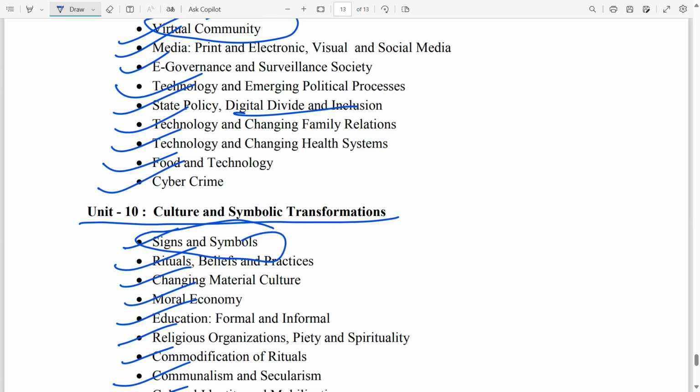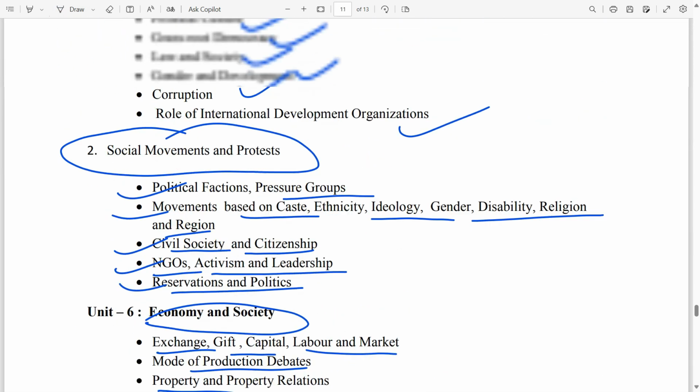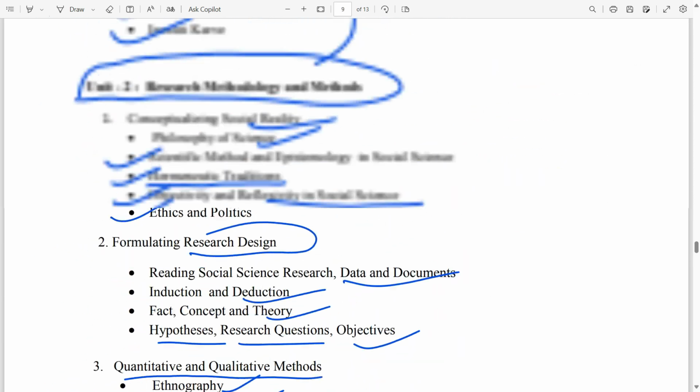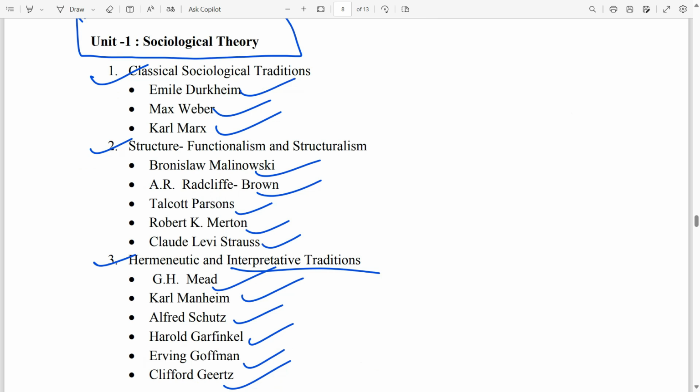How many units are there? Ten units are there, and in these ten units, different subtopics are there, different thinkers are there, they have propounded their theories, different types of systems are there. So you have to learn in a very comprehensive manner so that you can clear this exam. It's not that in a fortnight, in 15 days, or 1 month you can prepare all these topics in one go. No, you have to prepare this comprehensively.